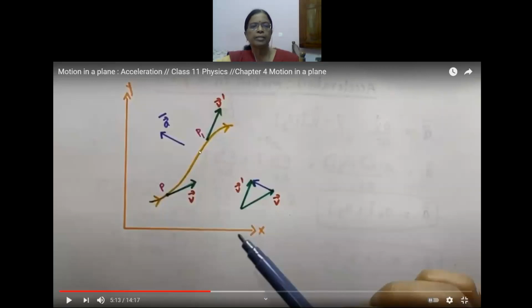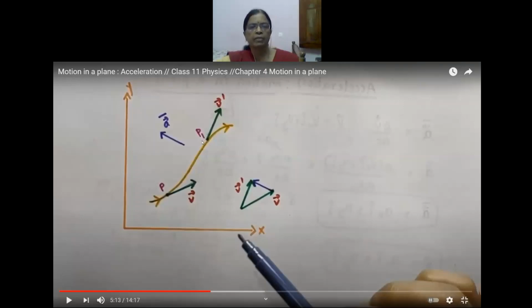How will you find the direction of acceleration? For that, you take 2 points P and P1, and draw the tangent at P and P1. The green line is the tangent, and the tangent represents the velocity. When the body is at P, vector V is the velocity. The direction is shown by drawing the tangent at that point.